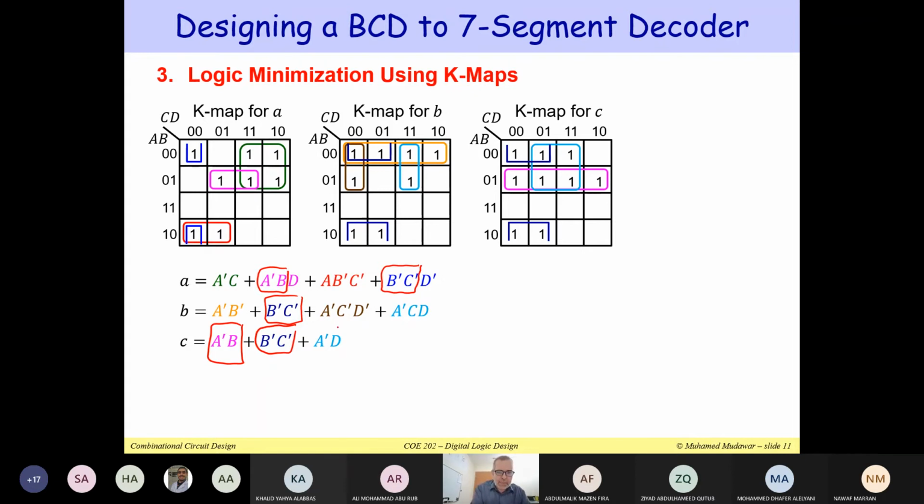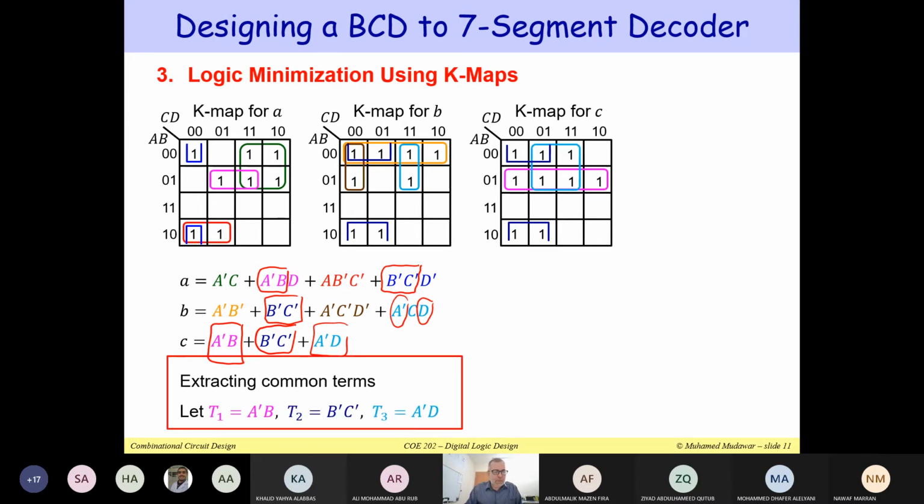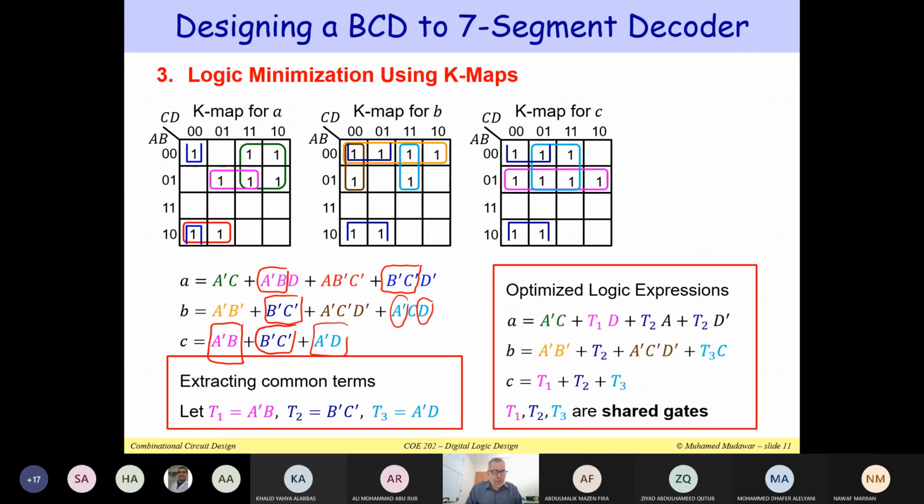Notice that A prime D appears here. This is the A prime and this is the D. So we can extract a lot of common terms. We can define these common terms. We can say let T1 equal A prime B, let T2 equal B prime C prime, let T3 equal A prime D, and rewrite more optimized logic expressions using T1, T2, and T3.